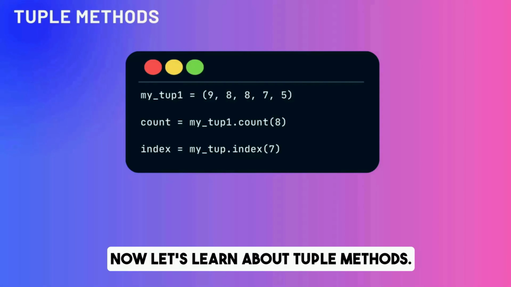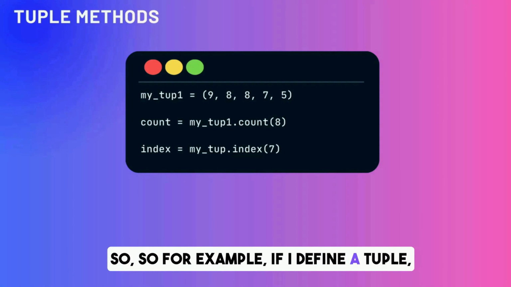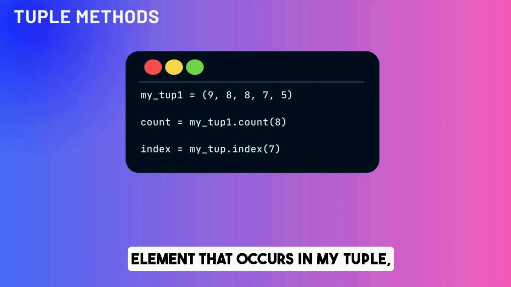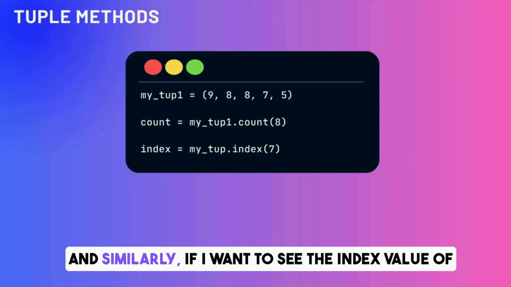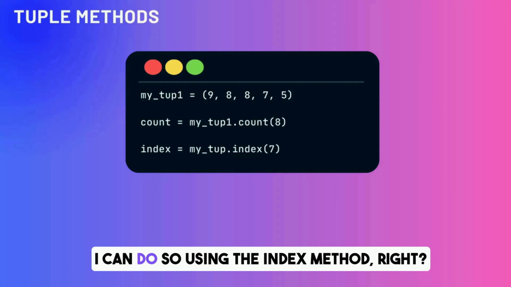Now let's learn about tuple methods. There are some methods that we can have in a tuple. For example, we can have count and we can have index. If I define a tuple and want to see the count of a particular element that occurs in my tuple, I can do so using the count method. Similarly, if I want to see the index value of a particular element stored in my tuple, I can do so using the index method, right?